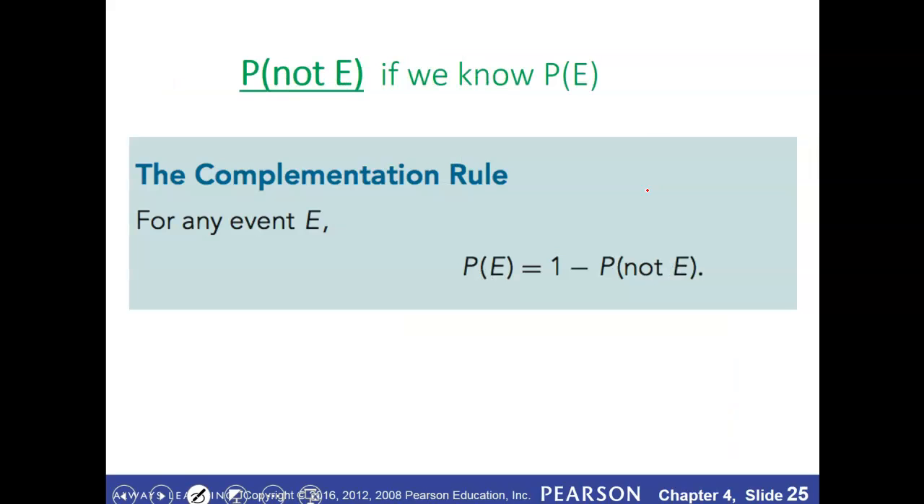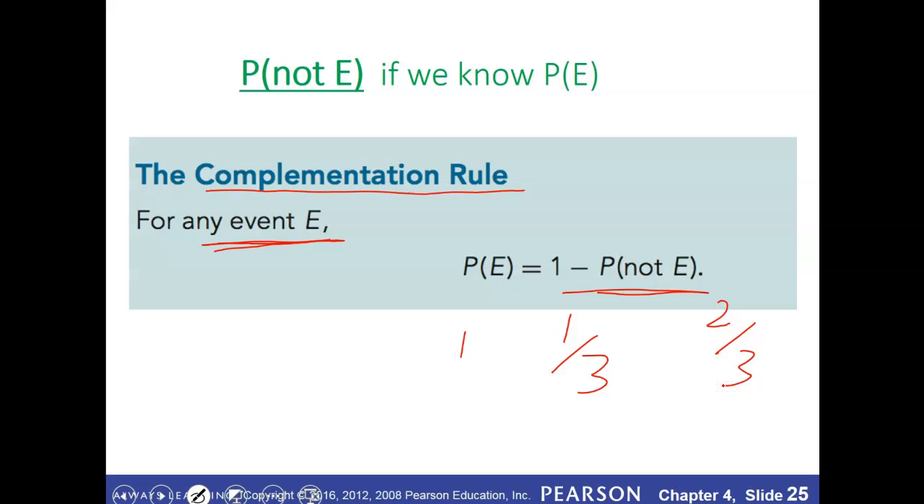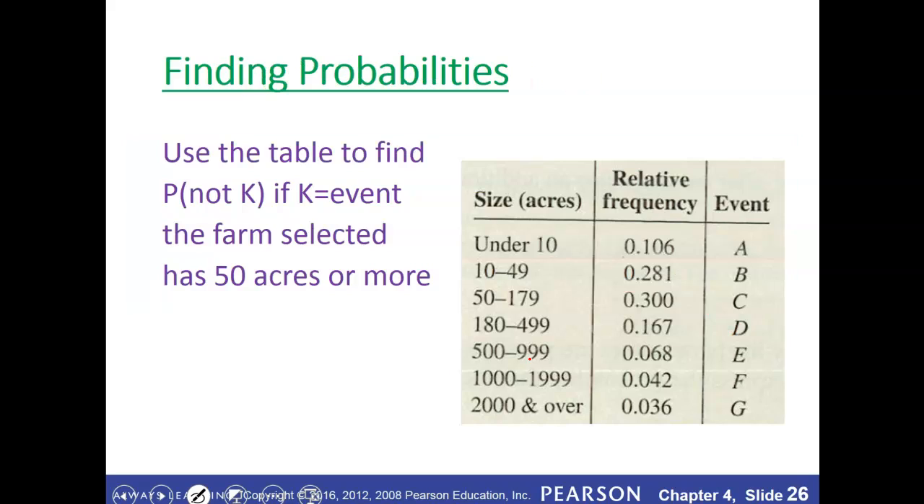All right, so here's another rule. This is called the complementation rule. And that is if we know the probability of event E, then the probability of not E is always going to be 1 minus the probability of E. So for example, let's say that the probability of reaching in a bag and getting a blue marble is 1/3. Well, what's the probability of not getting a blue marble? Well, that's 2/3, because I would just take 1 minus 1/3. And that's the complementation rule.